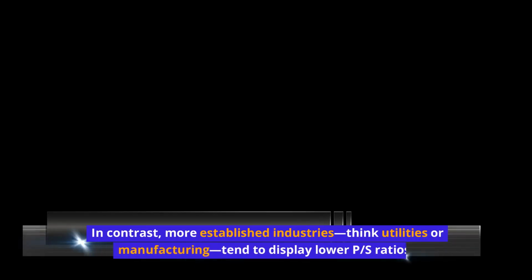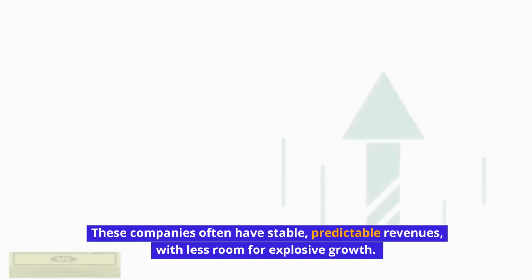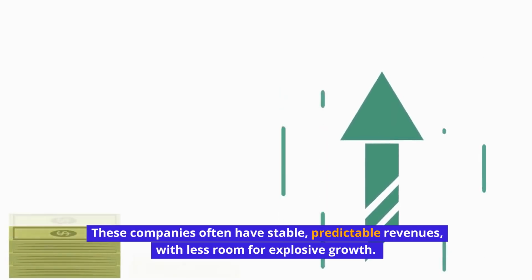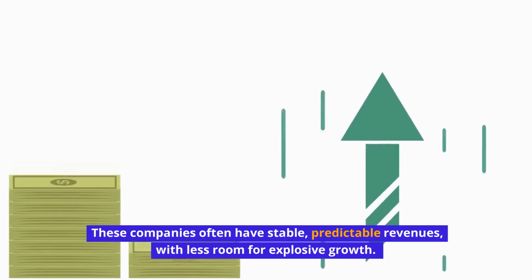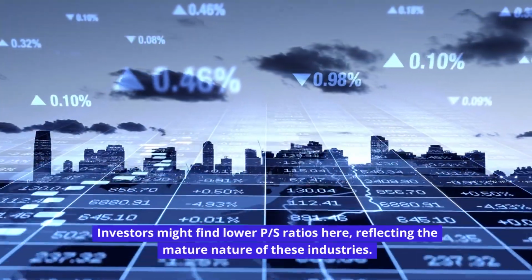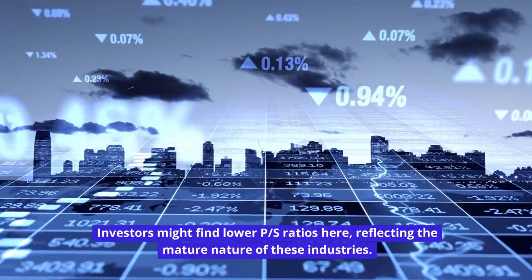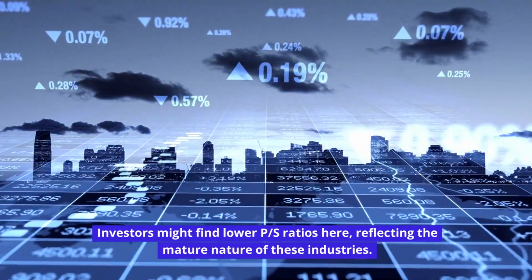In contrast, more established industries, think utilities or manufacturing, tend to display lower P/S ratios. These companies often have stable, predictable revenues, with less room for explosive growth. Investors might find lower P/S ratios here, reflecting the mature nature of these industries.